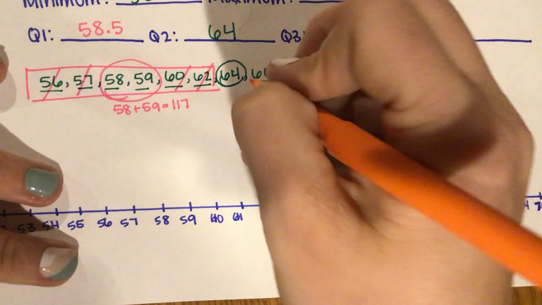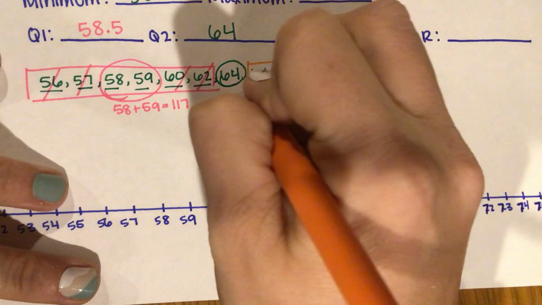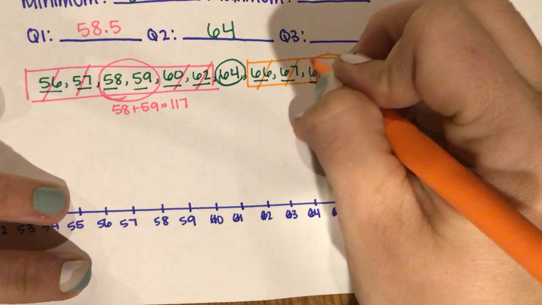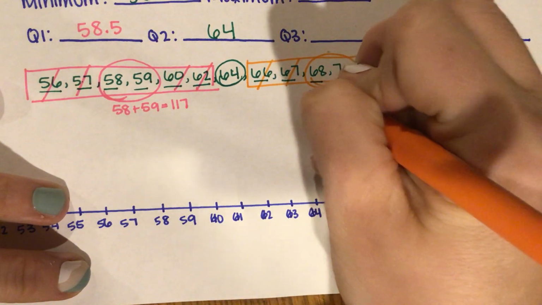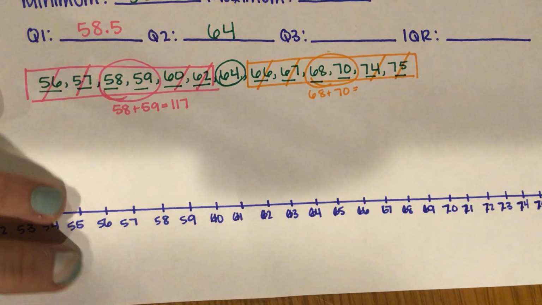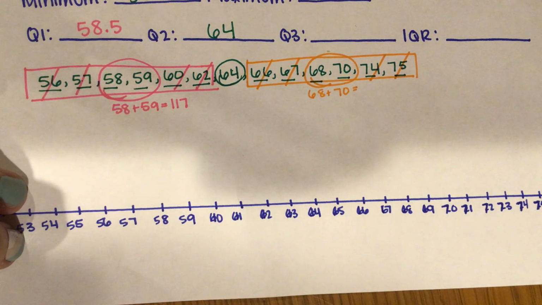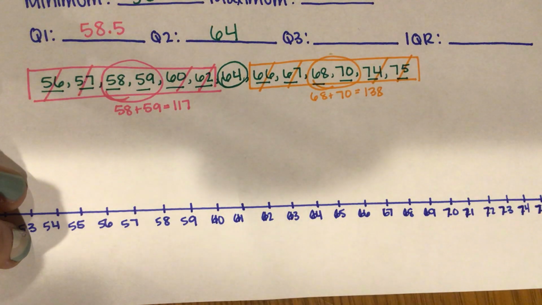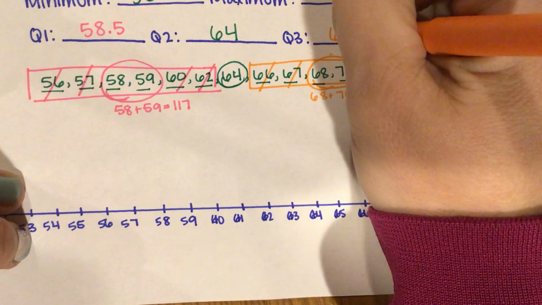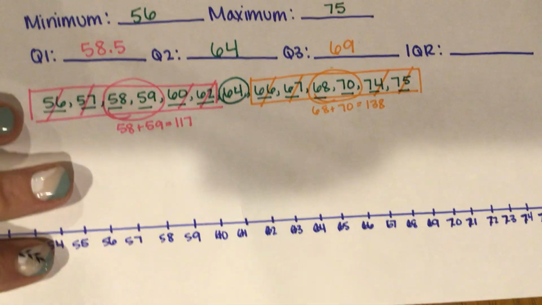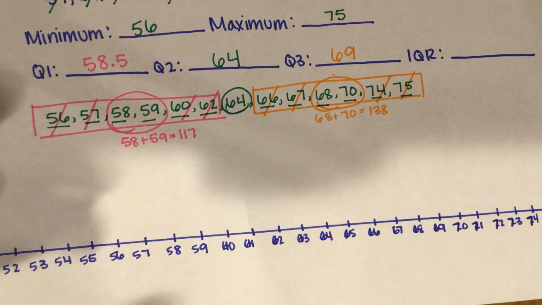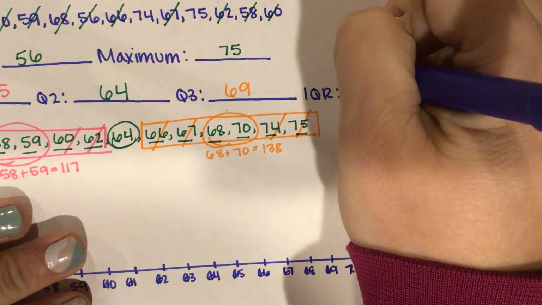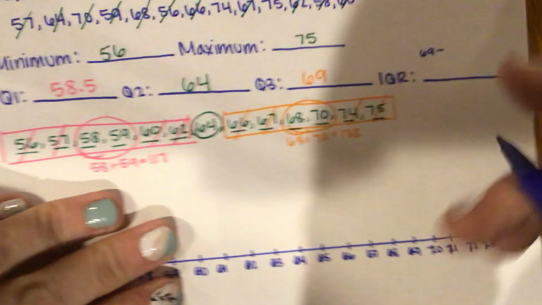On the other side of my data, on the upper half of my data, I have 68 and 70. So 68 plus 70 equals 138. Divided by 2 is 69. Before I start, I'm going to figure out the IQR. So I have 69 minus 58 and a half.